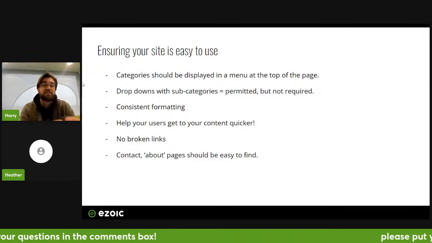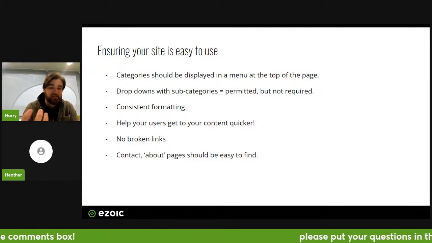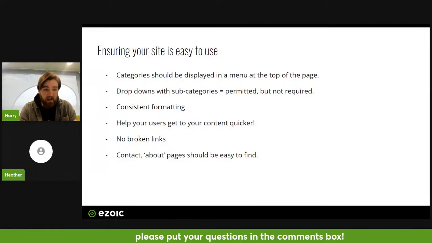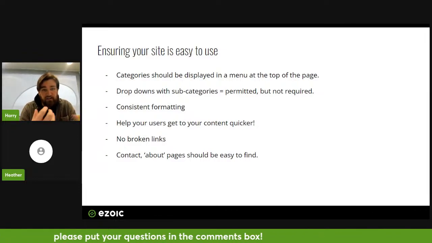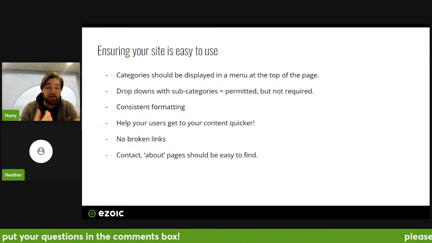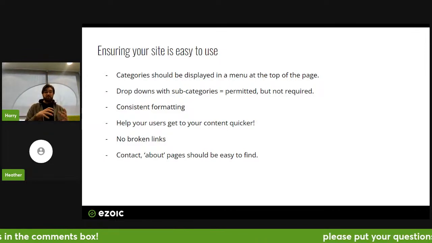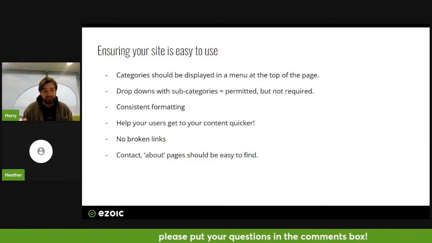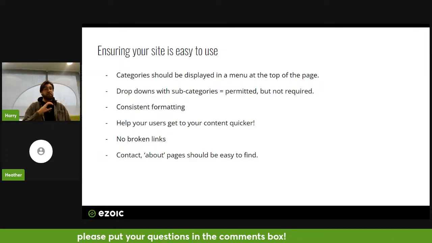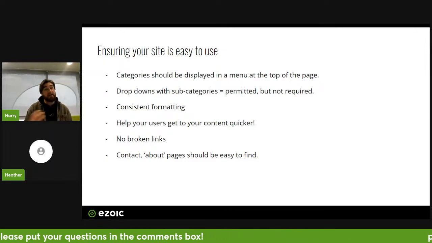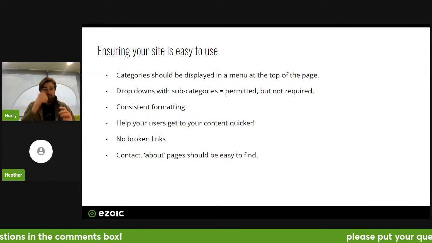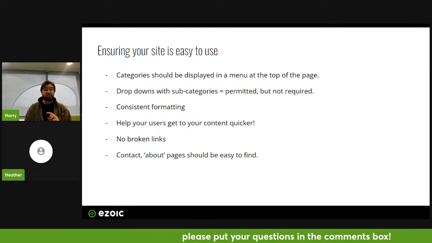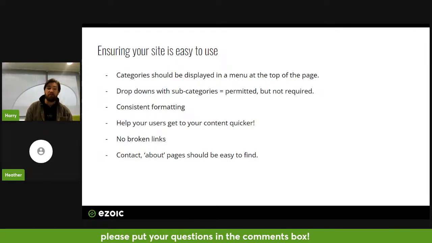So linked into that is that you need to be making sure that your site is essentially easy to use for the user. I mentioned earlier that we need to have sites split posts up into categories. These categories should be displayed in a menu at the top of the page to make it easy for users to find at all times. The menu should be accessible from any page on the site rather than just the home page. If you want to have drop downs and nested subcategories within there, you can, but you're not required to.